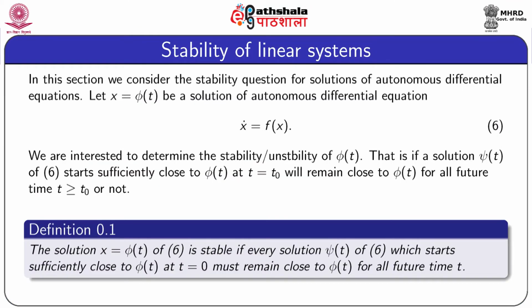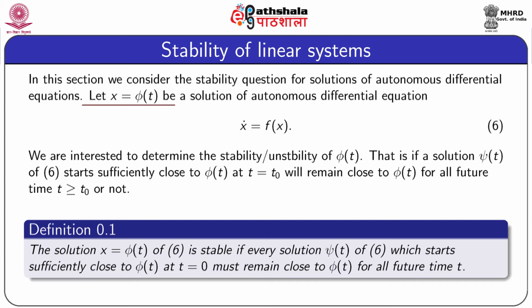We have just looked into the system of linear equations, where we have taken two linear equations and we have proved that if the roots are real and negative, then it will represent a node. We will now look into the generalized system of linear equations and look into its stability. Here we consider the stability question for the solution of an autonomous differential equation.